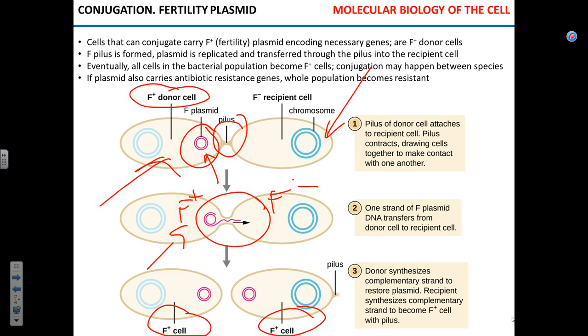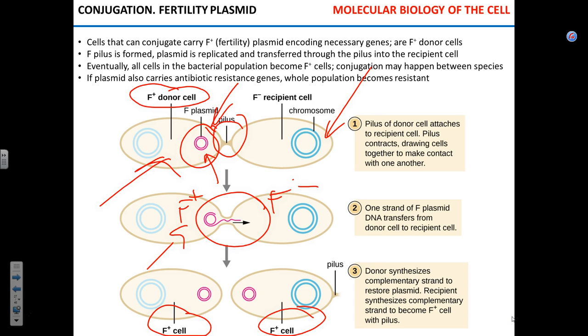Now, this process contributes a lot to antibiotic resistance, right? Because if you have an antibiotic resistance gene on this plasmid, and you have pretty much just one F-positive cell in a population, pretty soon the entire population is going to become F-positive and is going to have the antibiotic resistance gene.